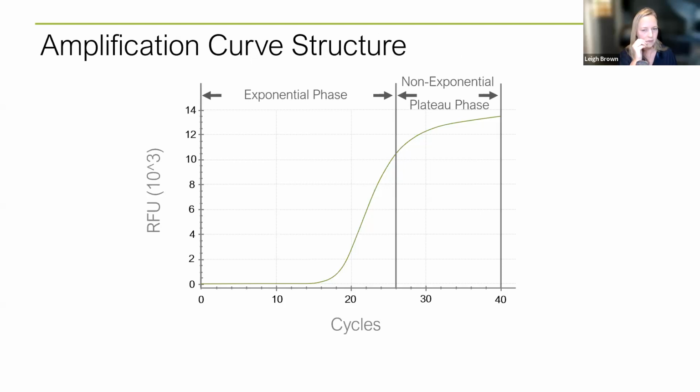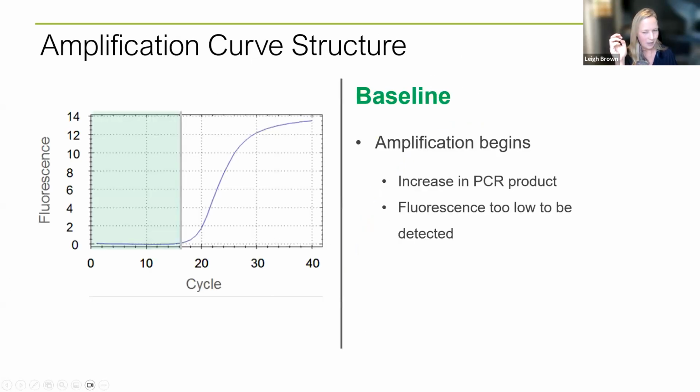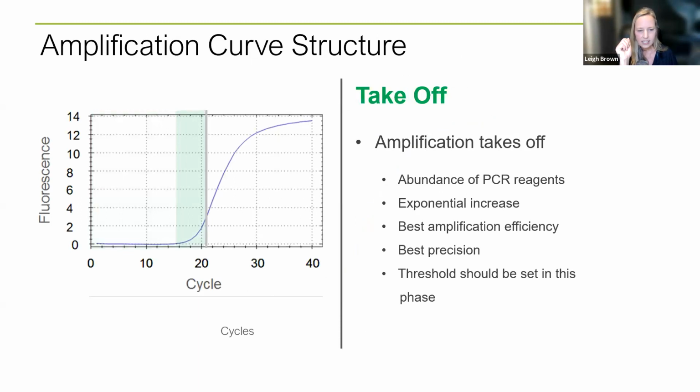There are 4 real identifiable parts to that amplification curve. Broadly, we'll have the exponential phase and the non-exponential phase. I'm just going to go through these pretty quickly, like I said, I want to make sure we get through. At the beginning, we'll have this baseline where amplification is starting, but the fluorescence is really too low to be detected. Then the takeoff, where we're really getting that exponential increase, starts. This is where you're going to see your best amplification efficiency and the best precision. This is typically where you want to set the threshold. The machine will set the threshold, but where you would set it is somewhere in this phase.